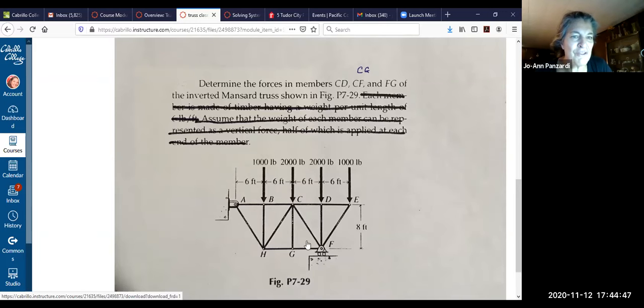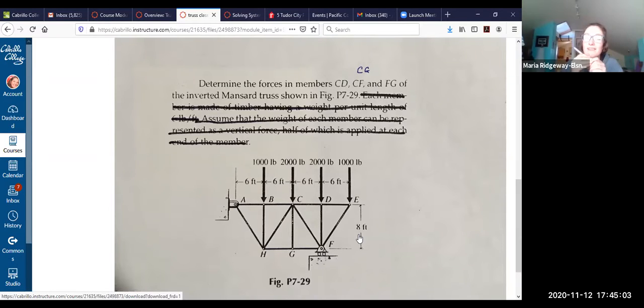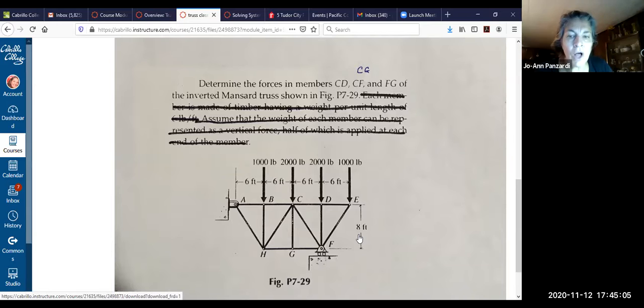You're sure of yourself, right? 3 unknowns, and it's a 2D problem, so can I find all 3 of them? Yes, I can. So now, Maria, you get to decide if you want to do the left side or the right side. It doesn't matter. I want to do the right side. Okay, so let's all draw the free body diagram on the right side.